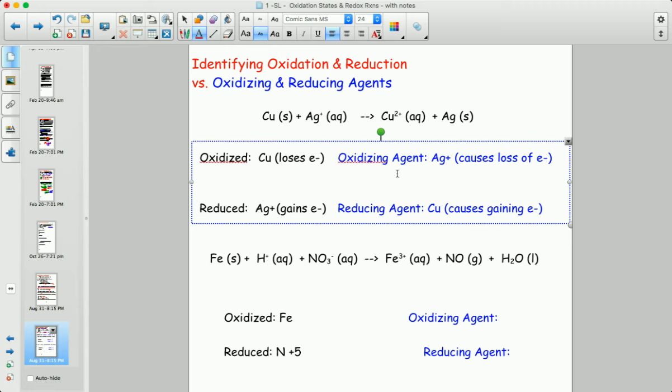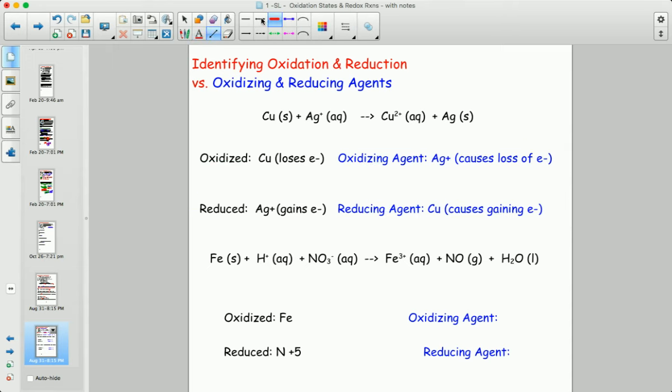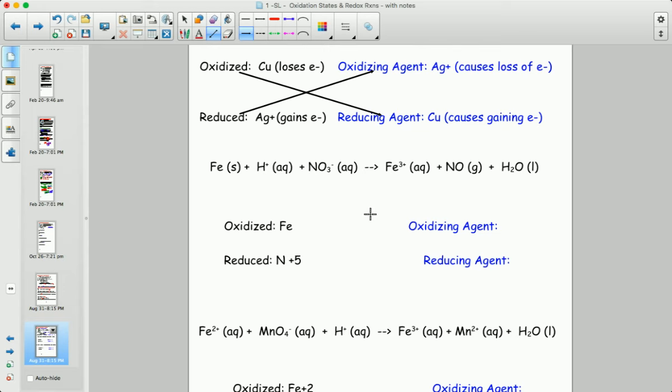So oxidizing agents and reducing agents are always reactants, and it's pretty much a flip. So if something was oxidized, it's going to be the reducing agent. It loses electrons, which means it causes something else to gain electrons. If you get reduced, you end up acting as the oxidizing agent, because if you gain electrons, that means you sort of steal them from something else. You cause loss. So we'll see that again down here, more or less the same.